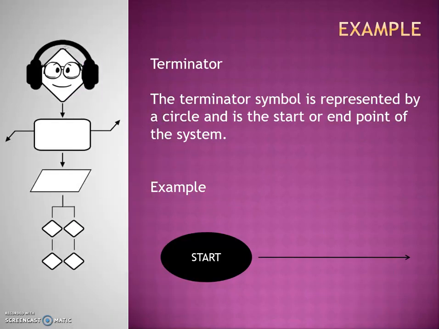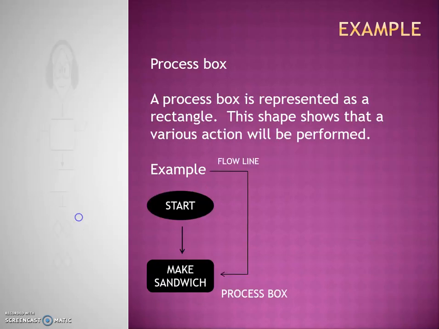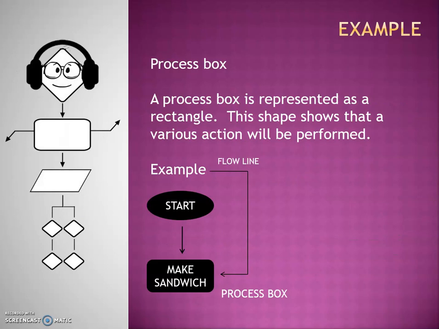The Terminator symbol represents the start or end point of the system. A process box is represented as a rectangle. This shape shows that a various action will be performed. A flow line is an arrow that shows the direction that the flowchart will follow.